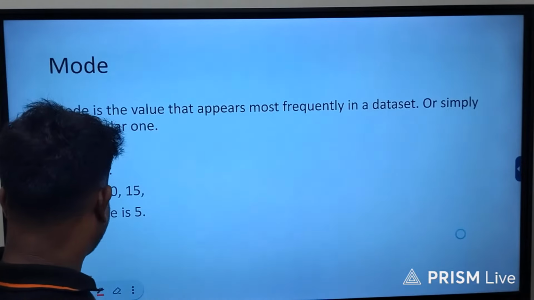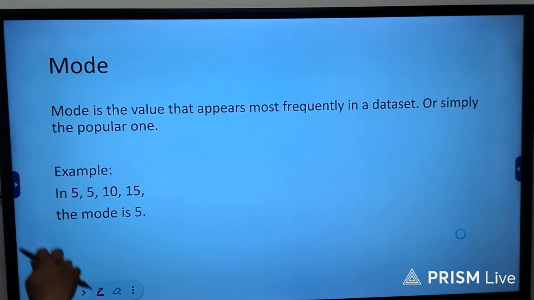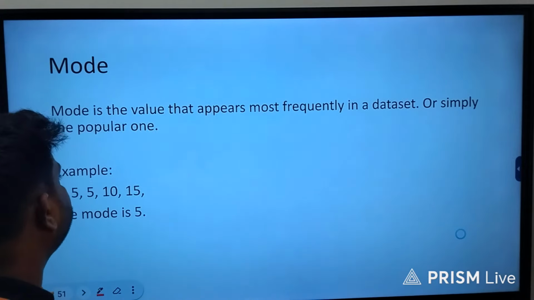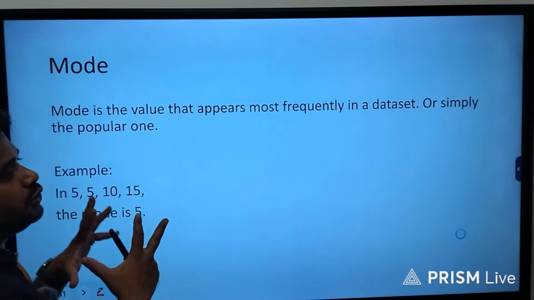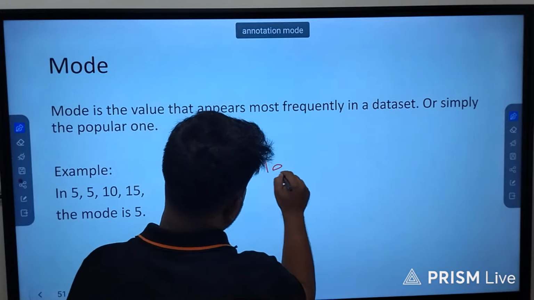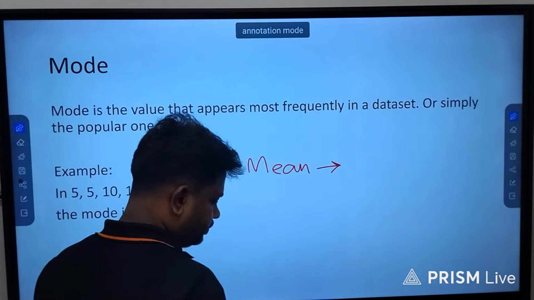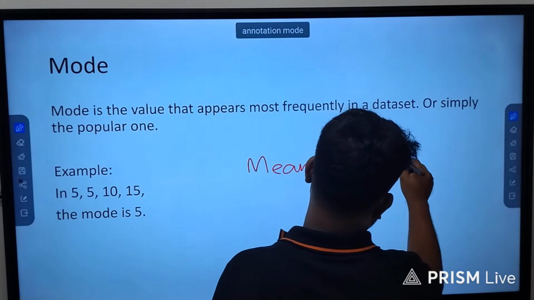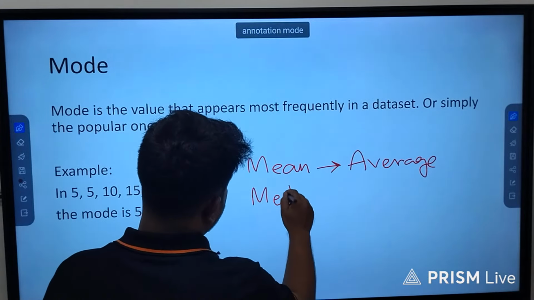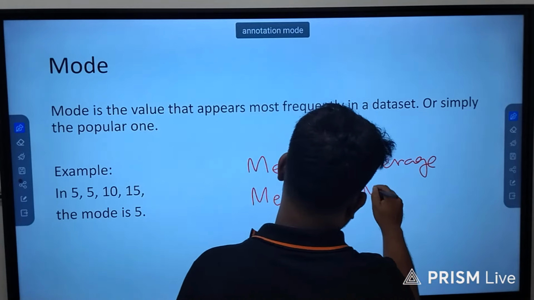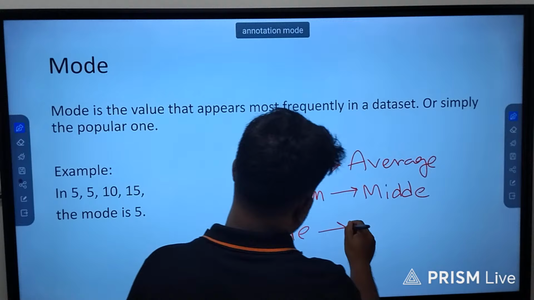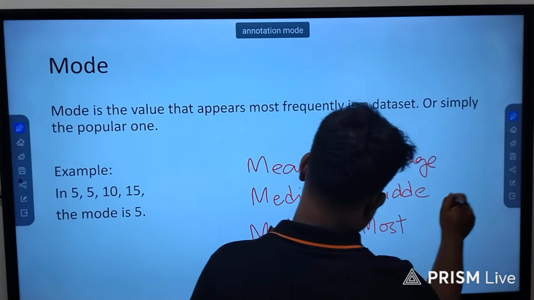The next thing is mode. Mode is the value that appears most frequently in a data set, or simply the popular one. If we summarize, mean means the average of the given data, median means the middle of the given data, and mode means the term which appears the most.